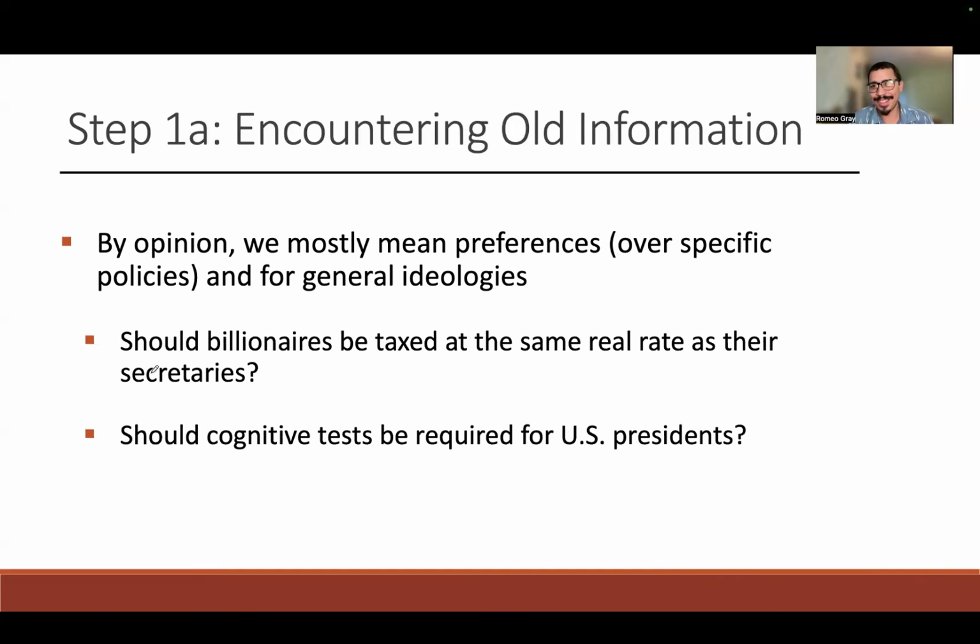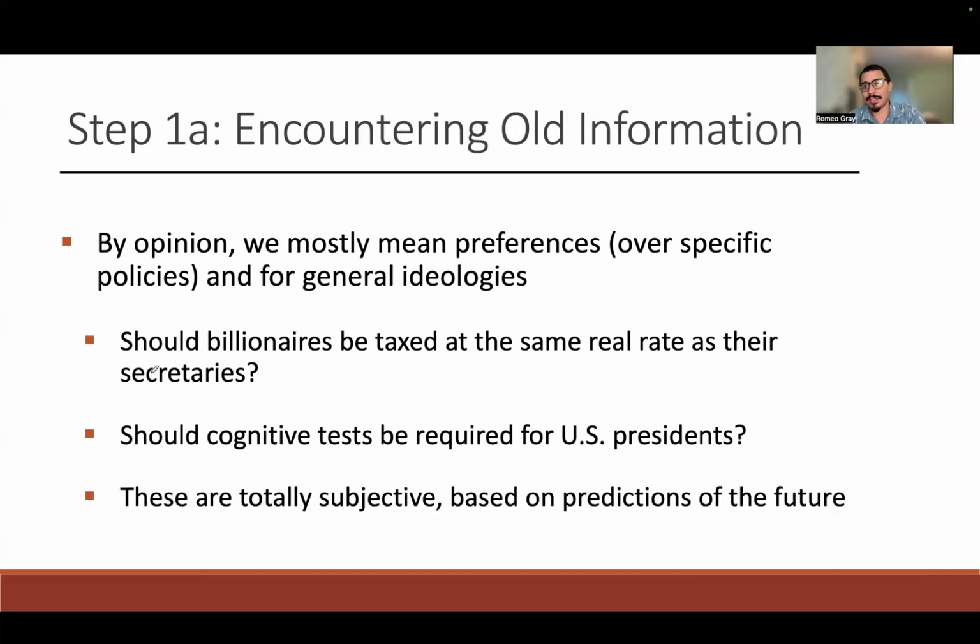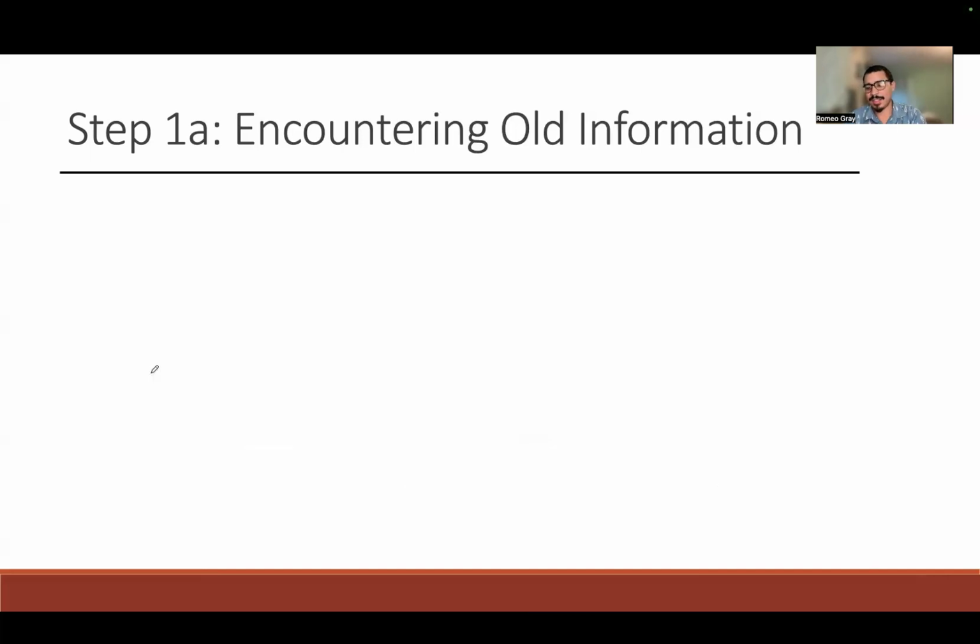And a lot of people find that unfair. Or another kind of example of an opinion or preference is whether or not cognitive tests should be required for US presidents, or at the very least, whether or not they should be released to the public. The thing is, these are totally subjective preferences, and they're based on predictions of the future, usually.